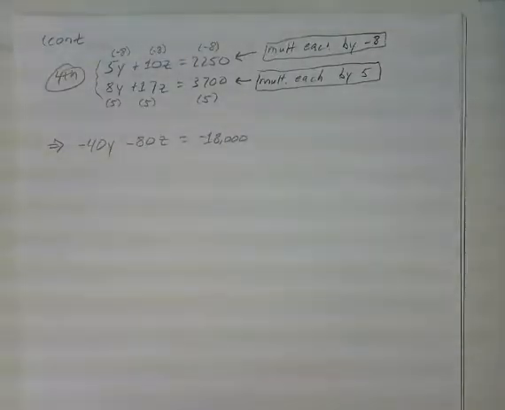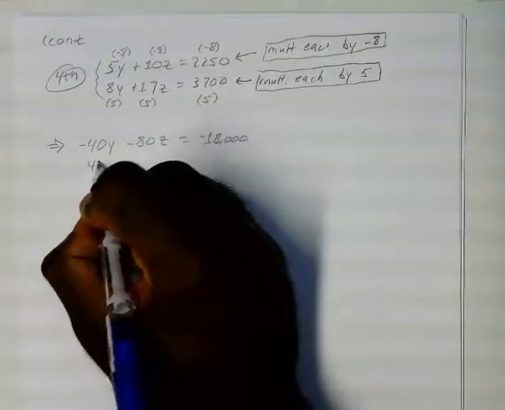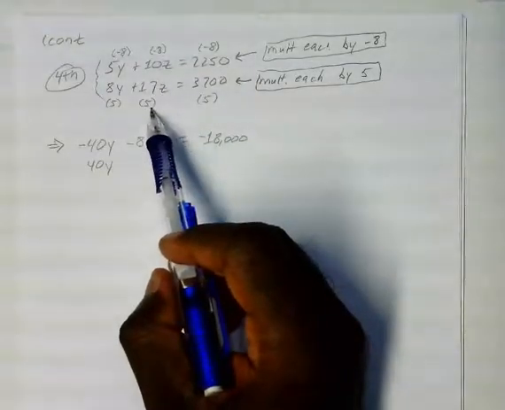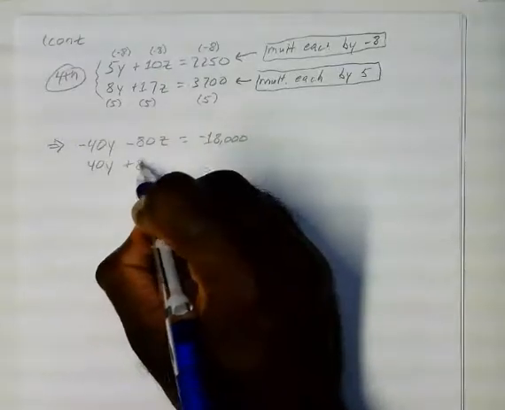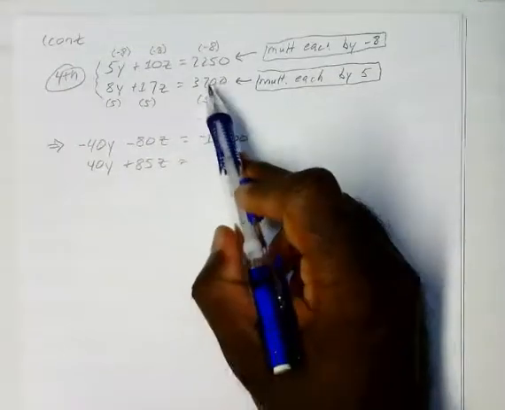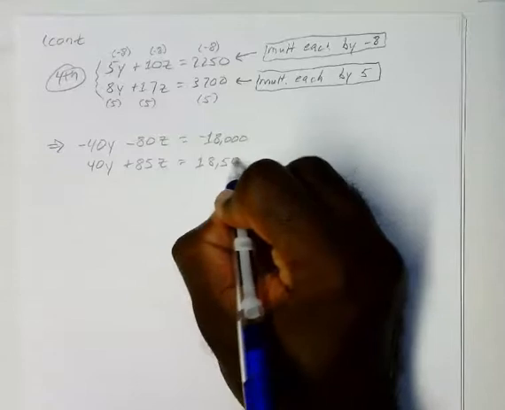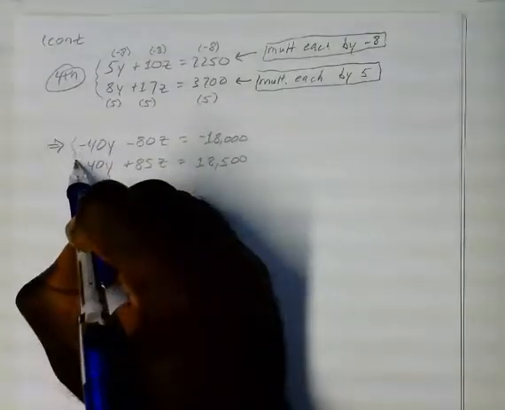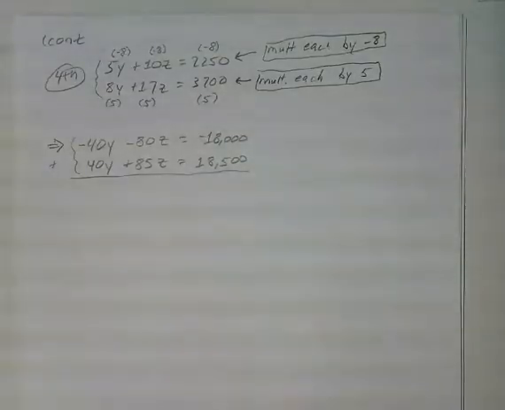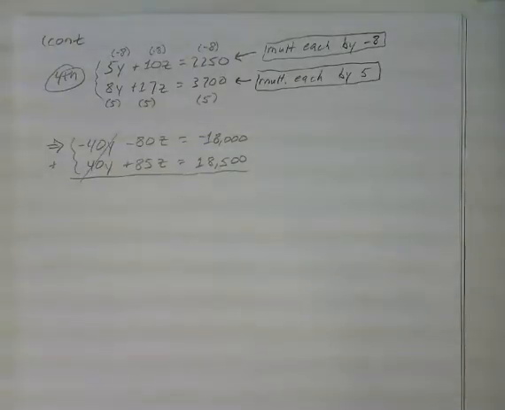Okay, so now we're going to do the same thing to our next equation. 8 times 5 is 40. So we have 40y. 17 times 5 is 85. So we have +85z equals 5 times 3,700 is 18,500. Okay, so now we can go ahead and add those two together. And lo and behold, our y's canceled out just like we planned it.